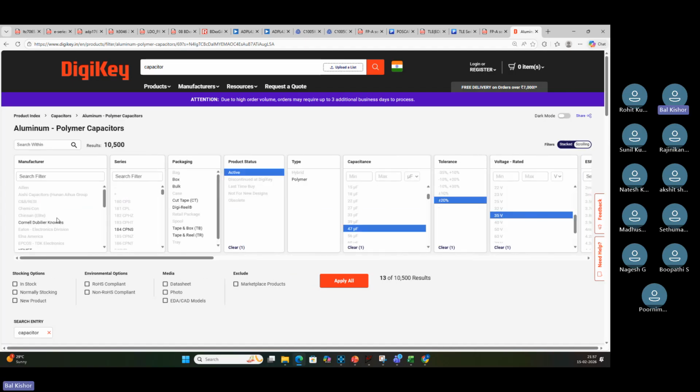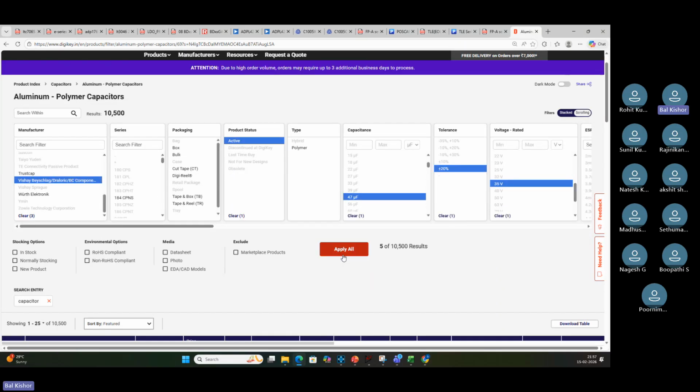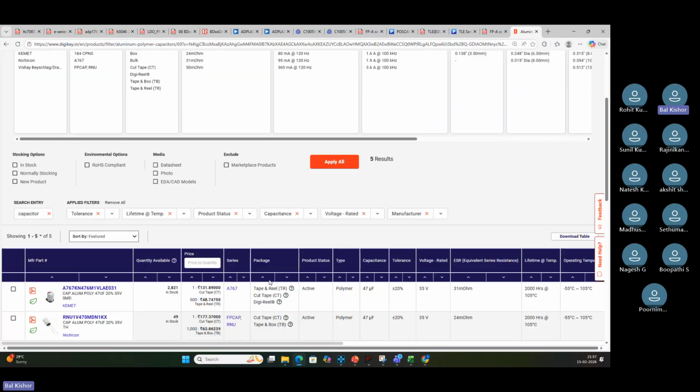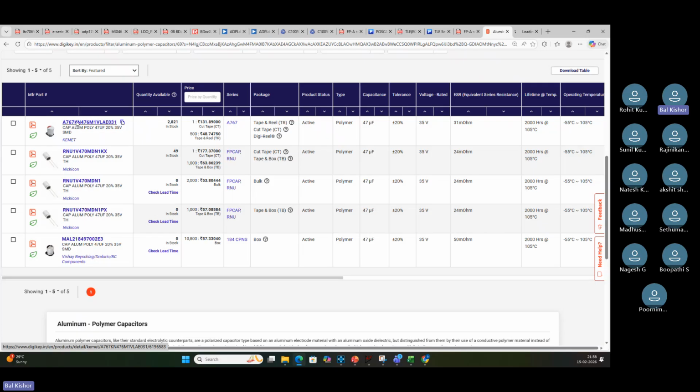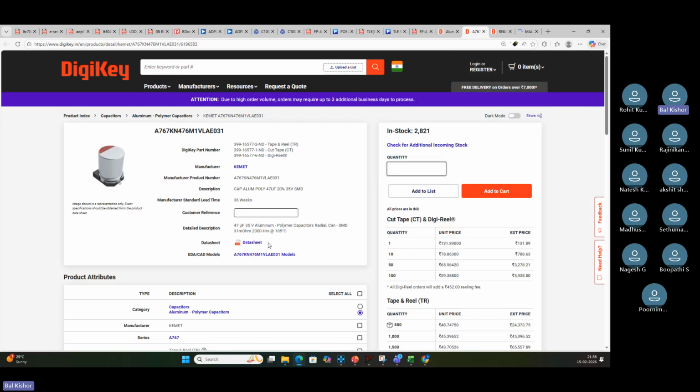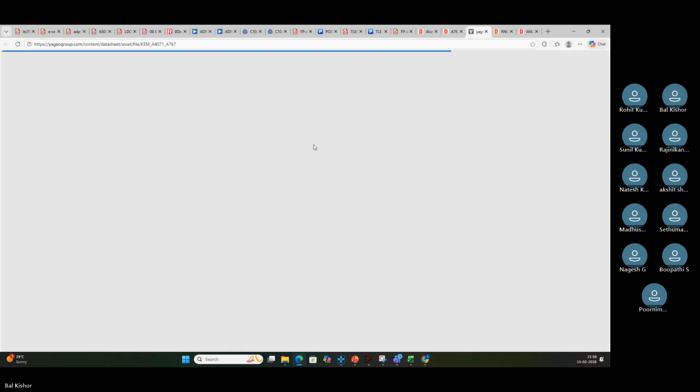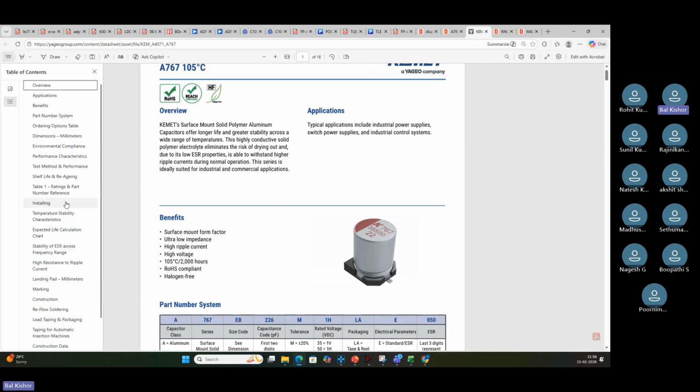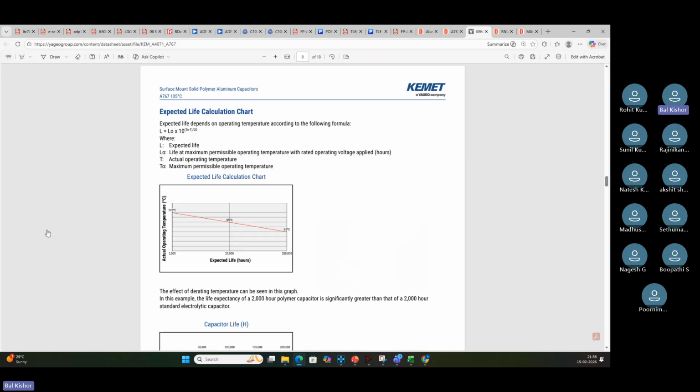And let me take the makers, like Kemet is there. Nichicon is there, I was telling you. Then we have this. Let's take these three companies. I will take this particular capacitor, and I don't know whether Nichicon has given the graph. So for all these three, we will see whether they have given the graph for the timing. So see, in this, the temperature stability characteristics and expected lifetime calculation chart.